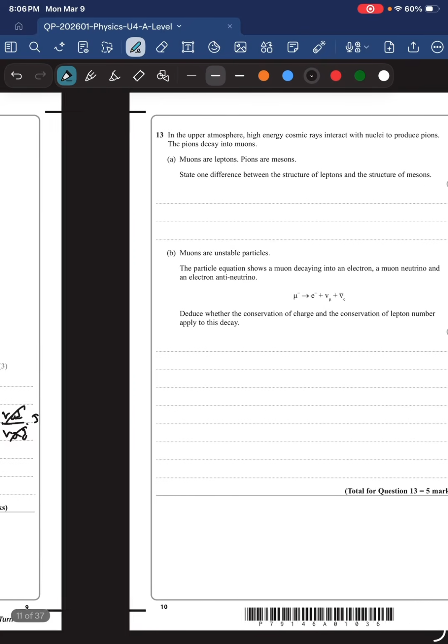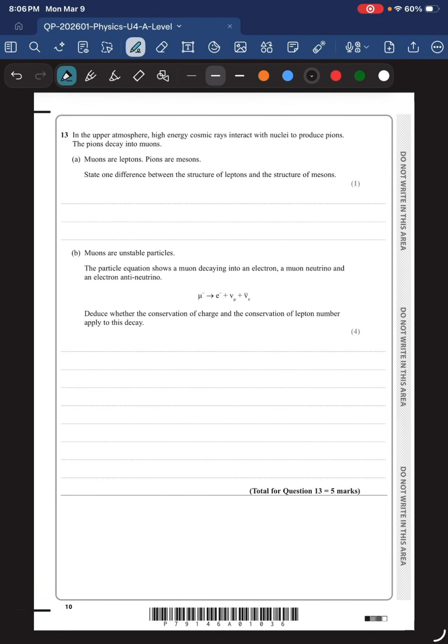Let's move on to question 13. In the upper atmosphere, high-energy cosmic rays interact with nuclei to produce pions. The pions decay into muons. Muons are leptons. Pions are mesons. State one difference between the structure of leptons and the structure of mesons. So mesons consist of a quark and an antiquark, whereas leptons are fundamental, meaning that you cannot break them into smaller particles.